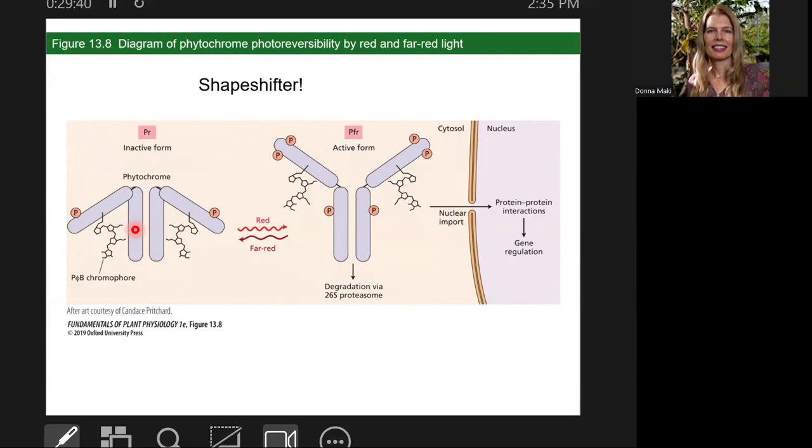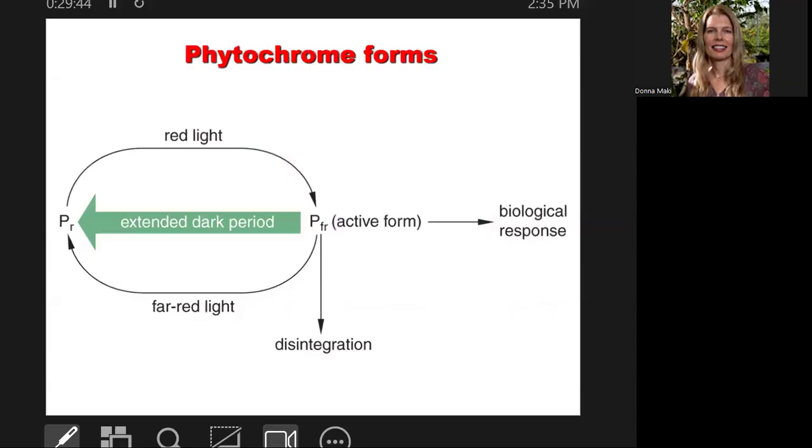But it's a little mind bending, because you have to think, okay, if the plant has a lot of P sub R, that must mean the plant was getting exposed to a lot of far red light, which typically means they're being shaded out in some way. But if there's a lot of the P sub FR form, that's saying the plant got hit with a lot of red light.